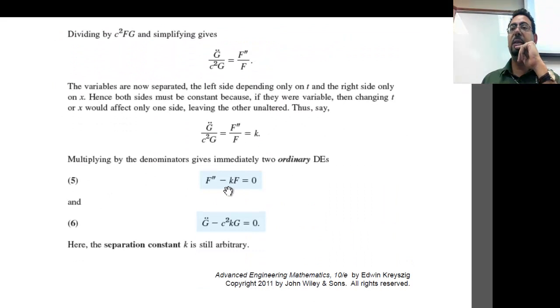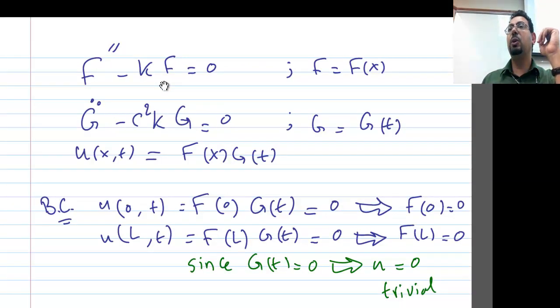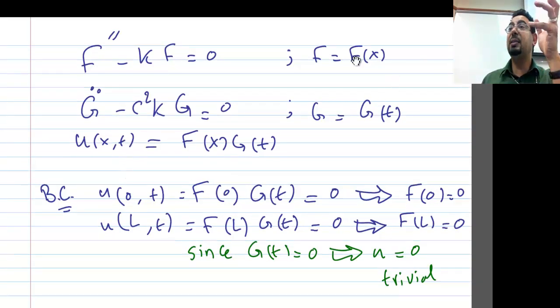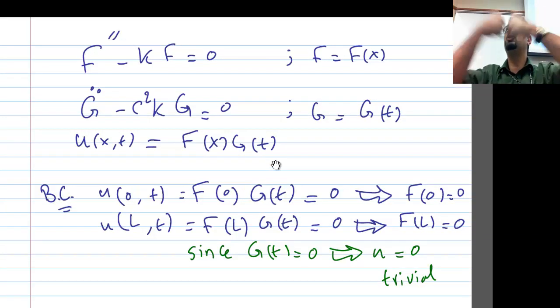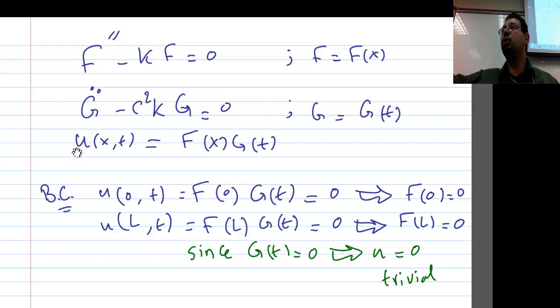So we are solving this. Here's the equation we are solving. F is only a function of x, this is only a function of t. When we get this f and this g, we will write them next to each other and say that's our u. That will solve the string vibration. And the initial condition and the boundary condition need to be transferred also to the f, not just to the u.